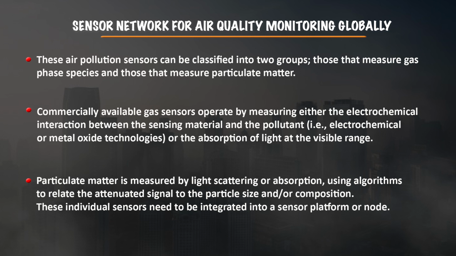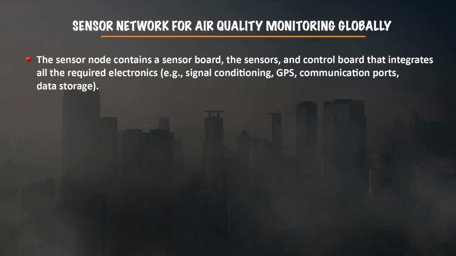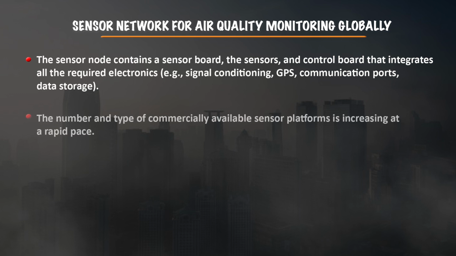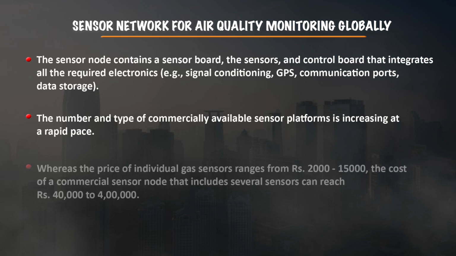So these individual sensors of course need to be investigated and also integrated into a sensor platform or node. The sensor node contains a sensor board, the sensor and the control board, and integrates all the required electronics, that is signal conditioning, GPS, communication ports and data storage. The number and type of commercially available sensor platforms is increasing at a rapid pace, and the price of individual gas sensors ranges from 2,000 to 15,000. The cost of commercial sensor nodes can sometimes be 40,000 to 4 lakh.